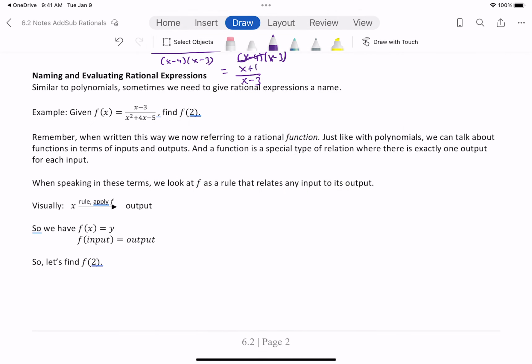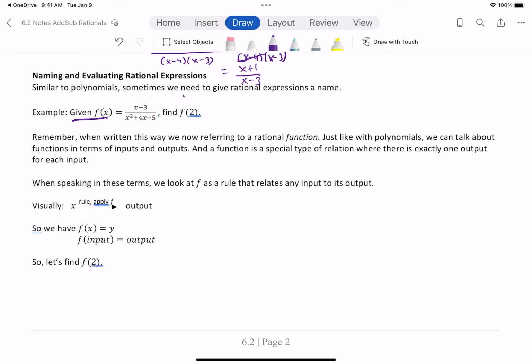The last thing that we're going to look at is going back to that function notation that we've talked about before. So similar to when we're dealing with polynomials, sometimes when we deal with rational expressions, we're going to need to give them a name. So we're going to use this function notation again. So for a problem like this one that says, given f of x equals that expression, find f of 2. It's going to work like the polynomial did.